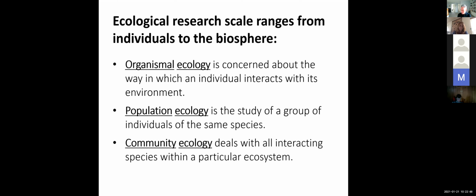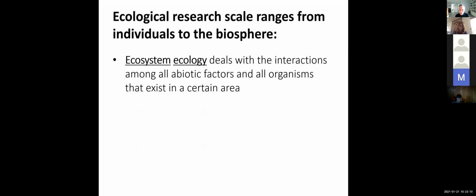Next is community ecology, because as we learned, a community has many different populations within it, right? Because there are different species interacting with each other. So community ecology deals with all the interacting species within a particular ecosystem. Next is ecosystem ecology, and that deals with the interactions among all abiotic factors and all organisms that exist in a certain area. So what am I referring to when I mention abiotic factors? The non-living things like the ground. Yeah, rocks, soil, water, chemicals, nutrients, all of the different non-living aspects of the environment are the abiotic factors.